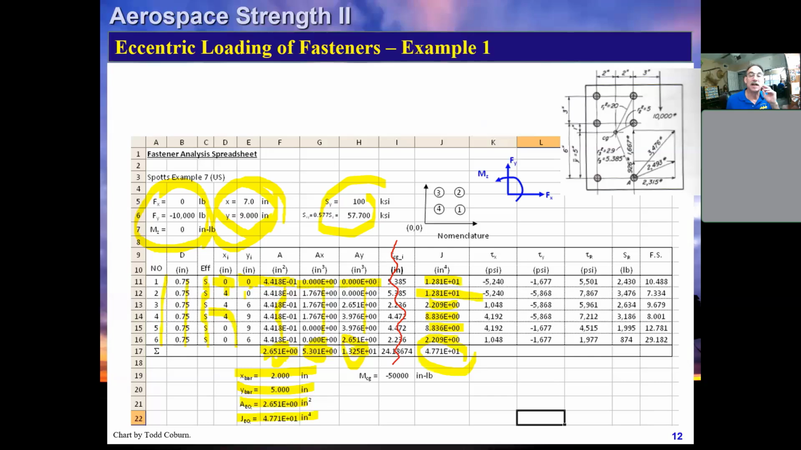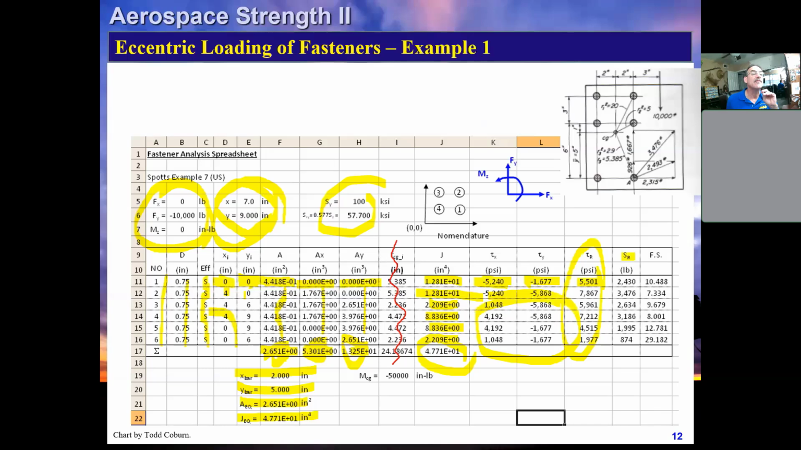We then plug into our little formula, P over A plus M X over Y, right, over I, or over J in this case. We get our X component and our Y component of stress. We calculate the resultant stress. We do the same thing for all of our other fasteners. This is our stress in the fastener. It's off in some wacky direction.